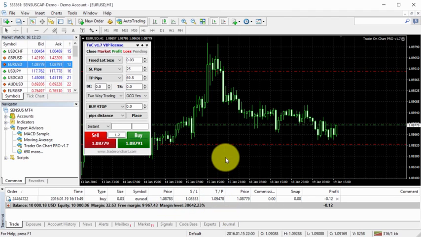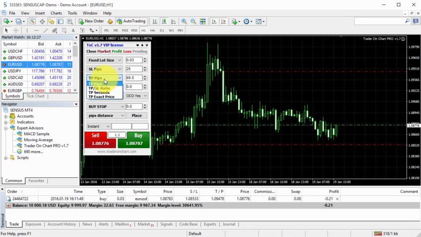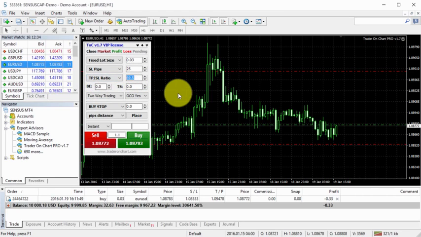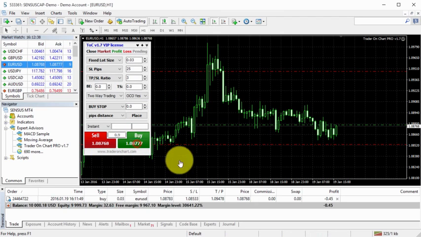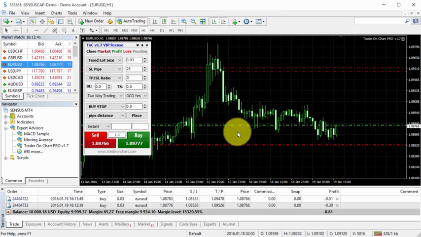Again, let's try another setting. Let's say we want a take profit in ratio with the stop loss. Let's set it, for example, to 3. Now when I click the buy button, it will open another buy trade, but this time it will use the same stop loss of 25, but the take profit will be 3 times bigger than the stop loss.